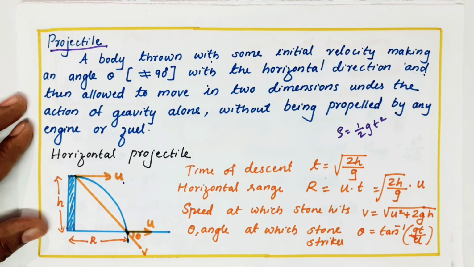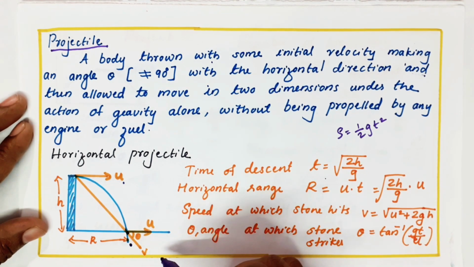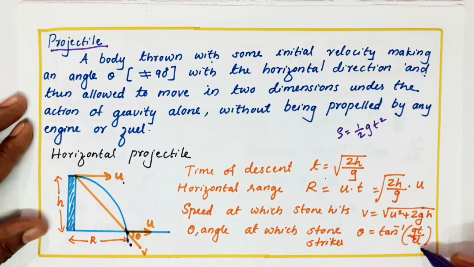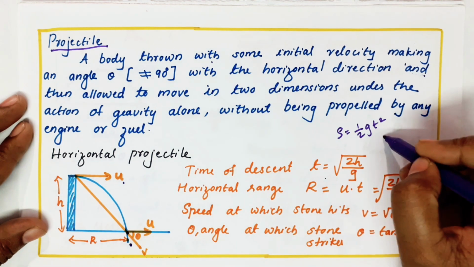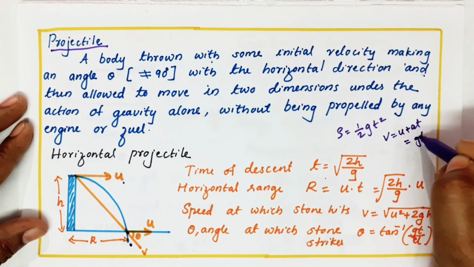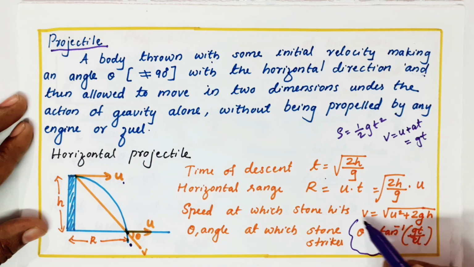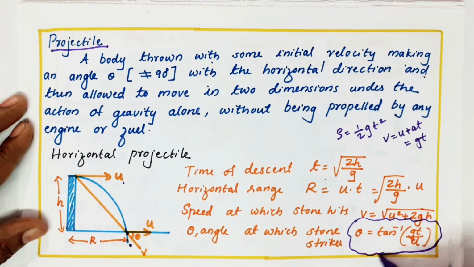And if you take the angle theta, what will be the angle? The angle we can find by tan theta. Tan theta is nothing but the vertical velocity divided by the horizontal velocity, or y-axis by x-axis. So I can write g t by u. Why g t? Because in the initial case the vertical velocity is 0, so I am using the equation v is equal to u plus a t. With u as 0, I can take it as g t. So theta is tan inverse of g t by u.